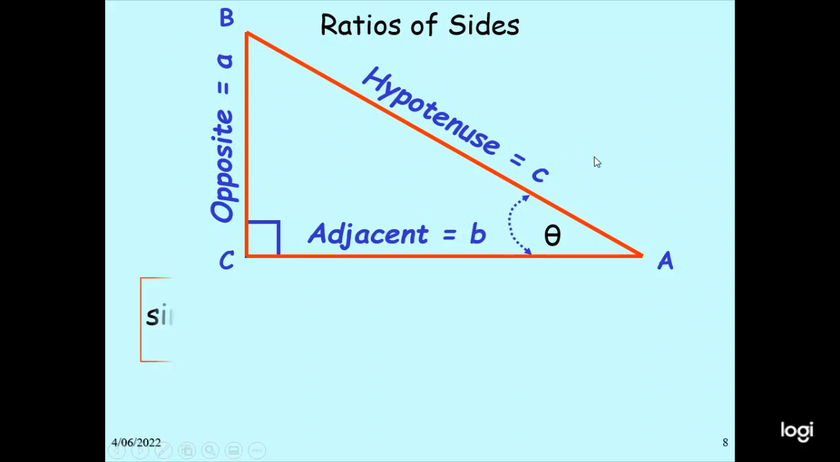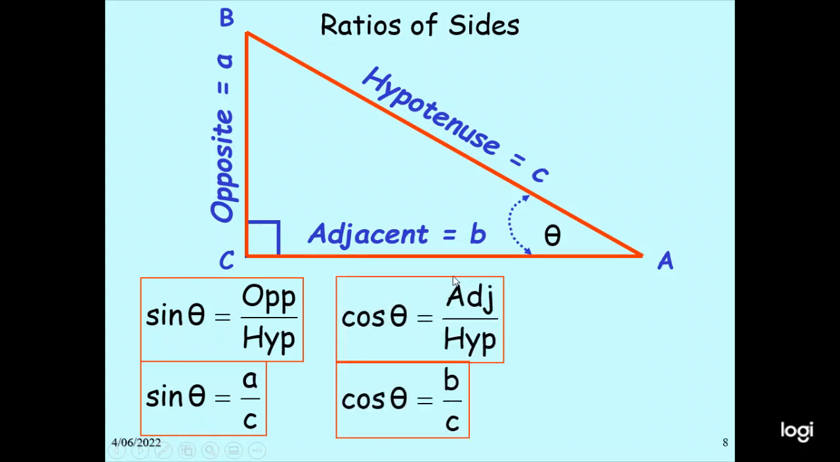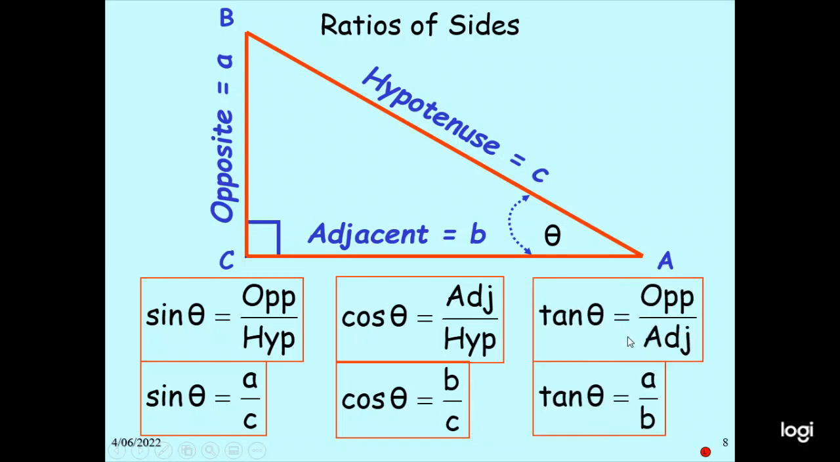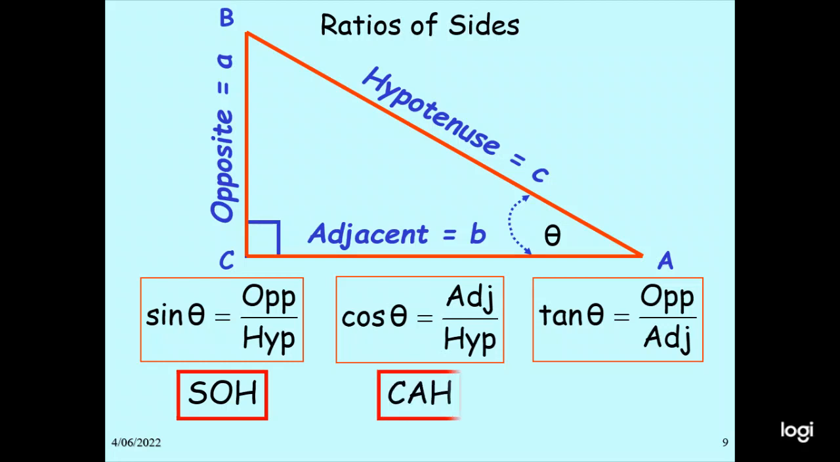This is the ratio of the sides. Sine theta is the opposite by hypotenuse, so this is A by C. Cos theta is the adjacent side by hypotenuse, so B by C. Tangent theta is opposite side by adjacent side, so A by B. So this is the ratio of the sides. Sine theta, cos theta, tangent theta equations. So this is the formula.